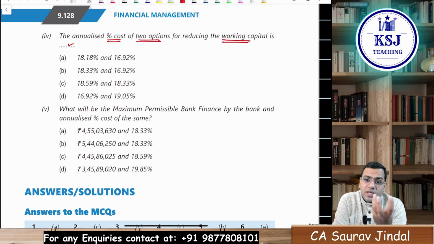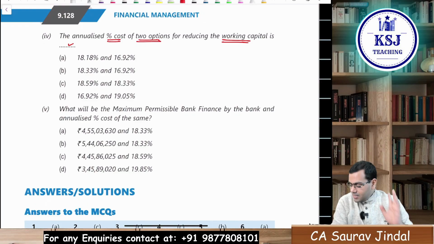But to get that benefit of reduction in the working capital, you will have to bear a certain cost. I am repeating it again, that to get the benefit of the reduced working capital, you have to bear the cost. That is what we need to calculate here. He says, what is that percentage of cost that we have to bear to get that benefit under the two options? What are the two options? One is the debtors option, another one is the factoring option.